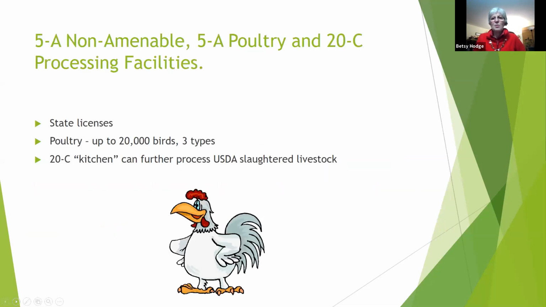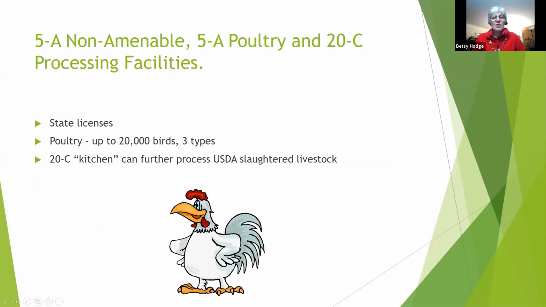There are some other things. You may have heard the combination 5A or 5A poultry or 20C. These are different. These are state licenses. There are 3 different poultry exemptions under 5A, and they can process up to 20,000 birds.